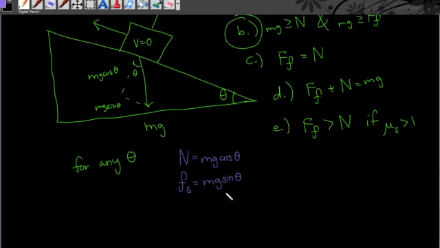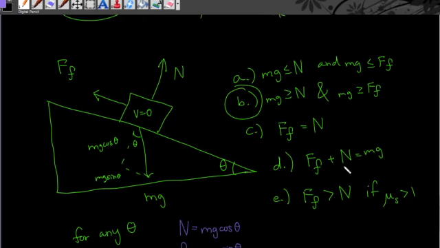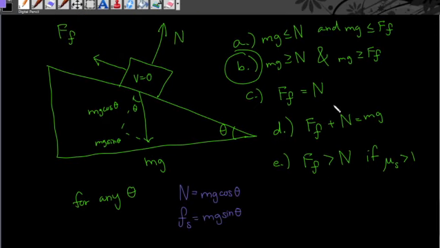Oh yeah, okay, so sorry, I lost my train of thought. So the reason why mg is always greater than or equal to N, or this is always greater than or equal to this, is, well, first of all, let's look at the range for sine and cosine. We know that both of these are always bounded between -1 and 1. It's just a basic trig fact. But since we're looking at the magnitudes of the forces, we can just say that it's bounded between 0 and 1.